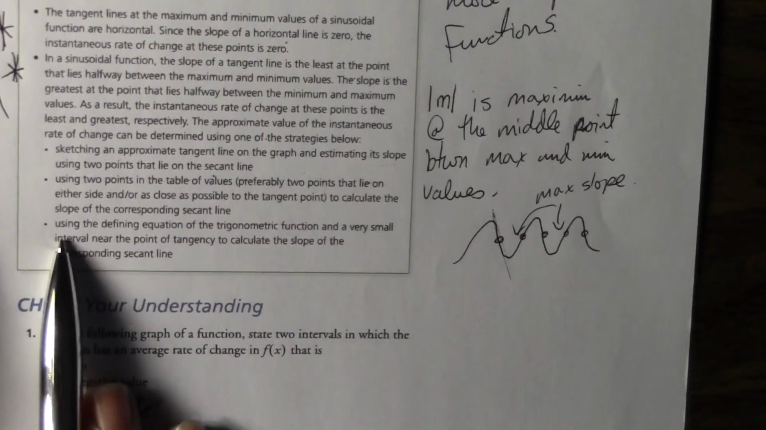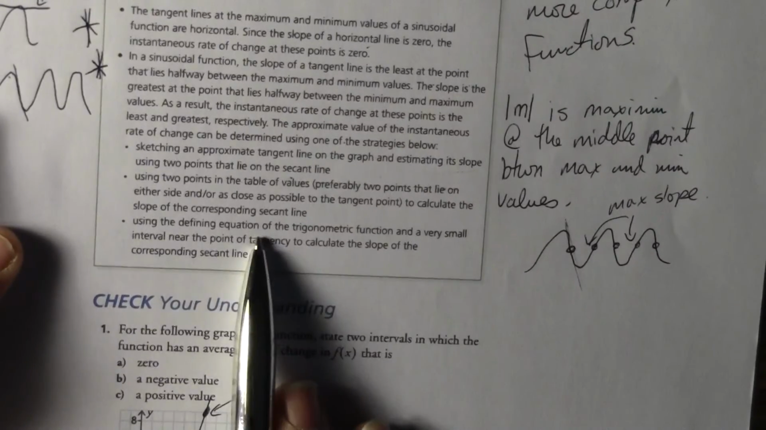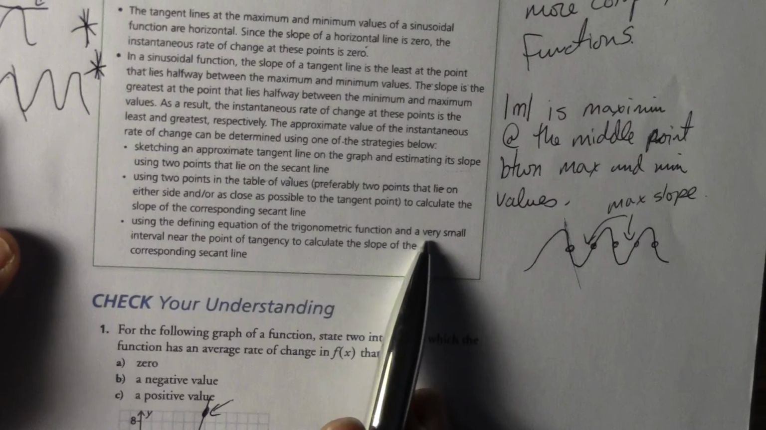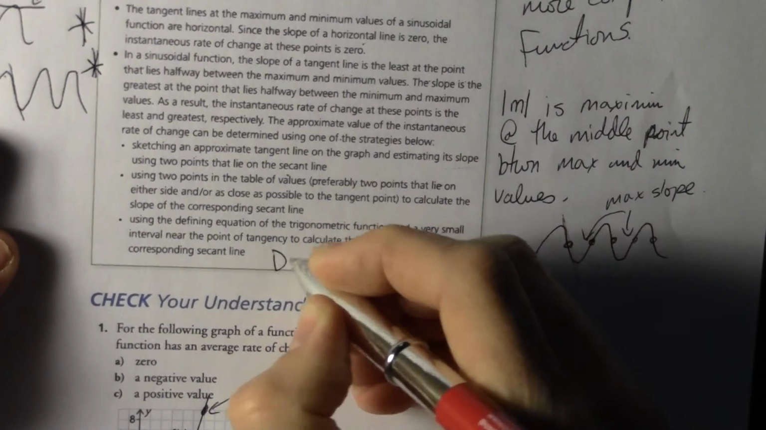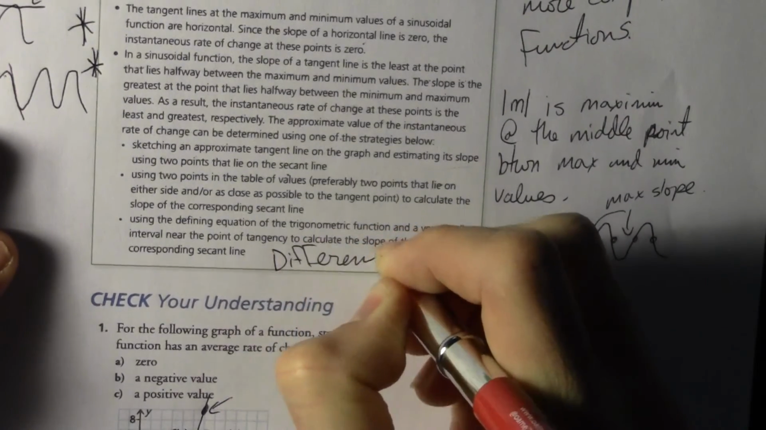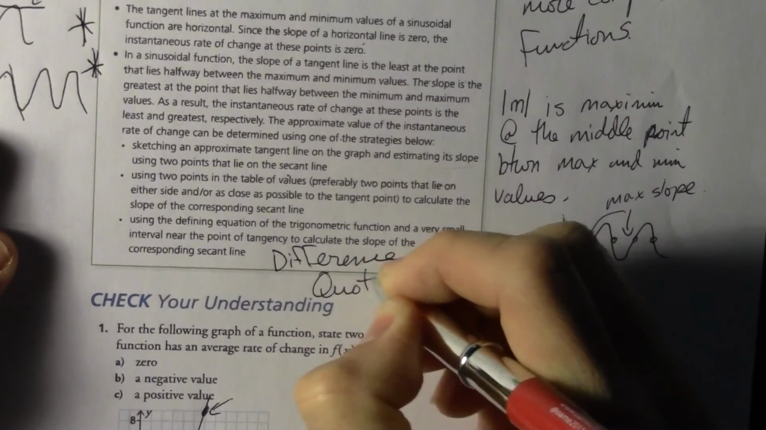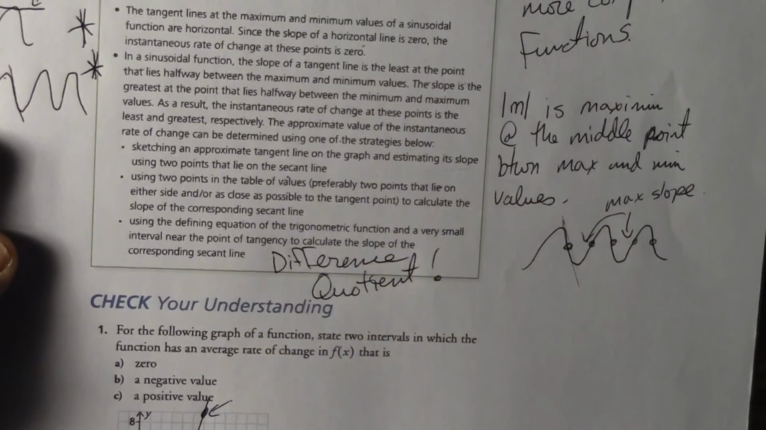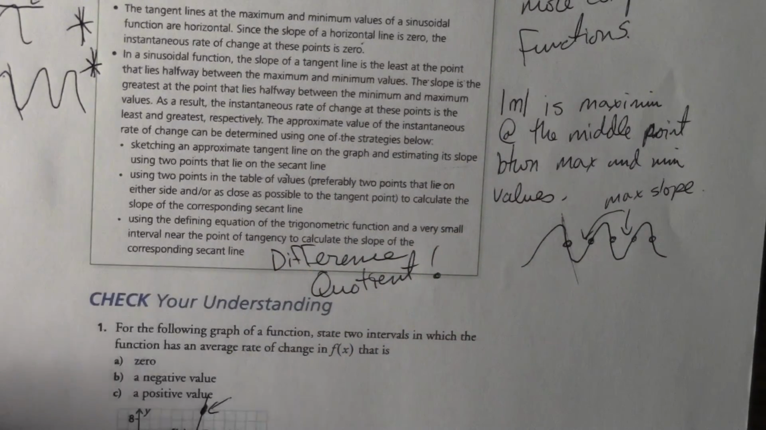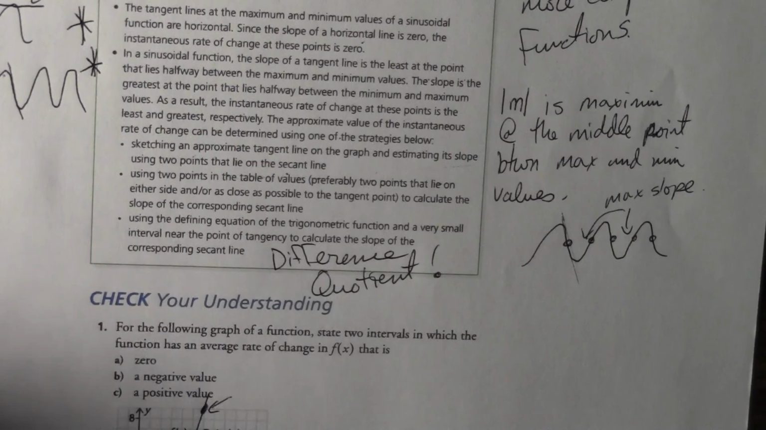Finally, the last one, using the defining equation of the trigonometric function and a very small interval. So this is, of course, as we know, the difference quotient. And it's your best option for the most accurate answer. Any questions?